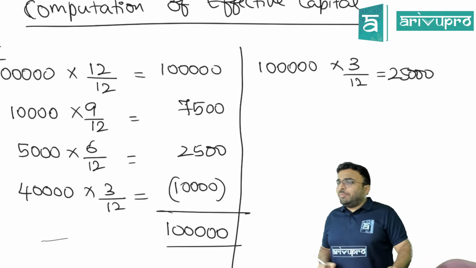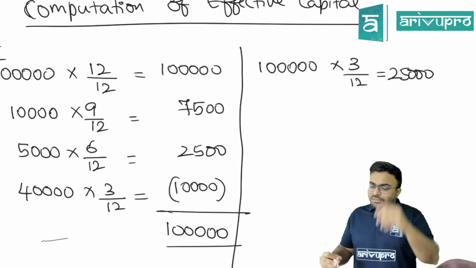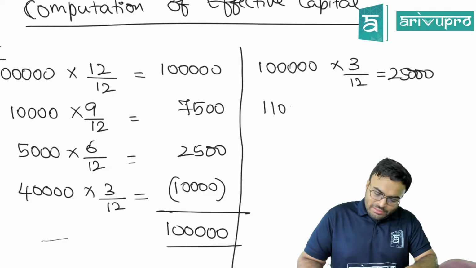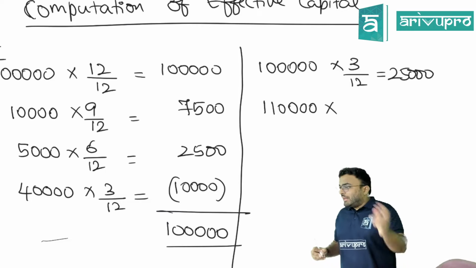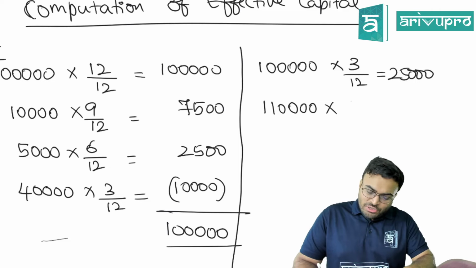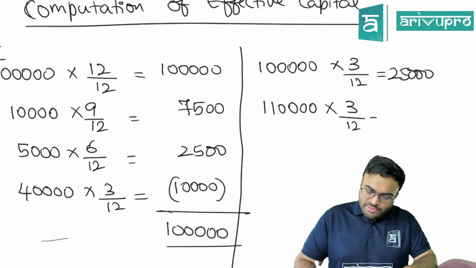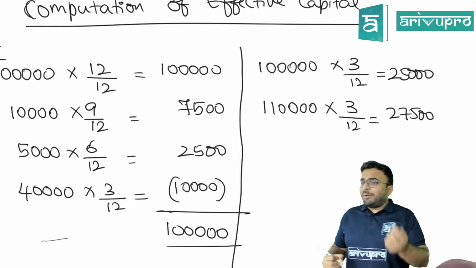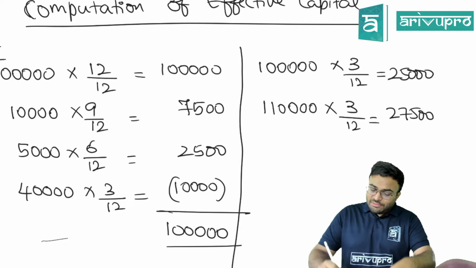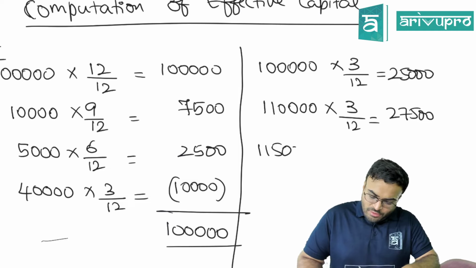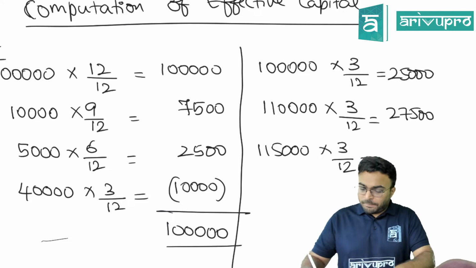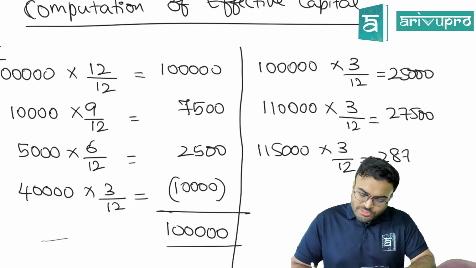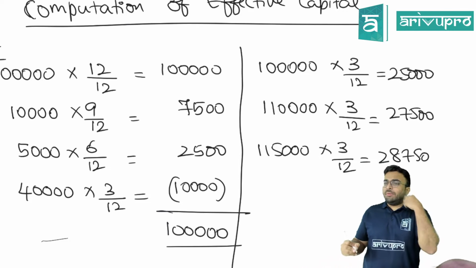After that, what did the capital become? Capital became 1 lakh 10,000. But it remained 1 lakh 10,000 for how many more months? 3 months only. Only till July it was that much. So again 3 by 12, that gives you 27,500. After that, what happened to capital? It became 1 lakh 15,000. 1 lakh 15,000 into 3 by 12, that gives you 28,750.